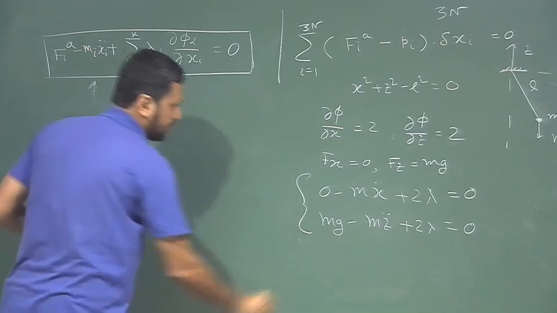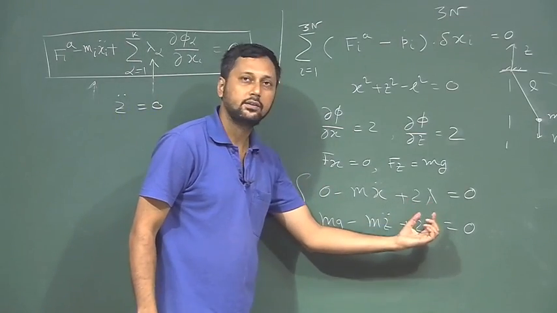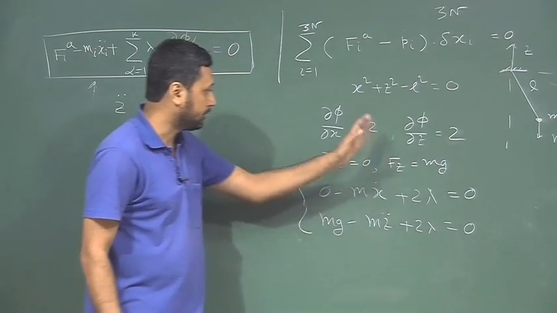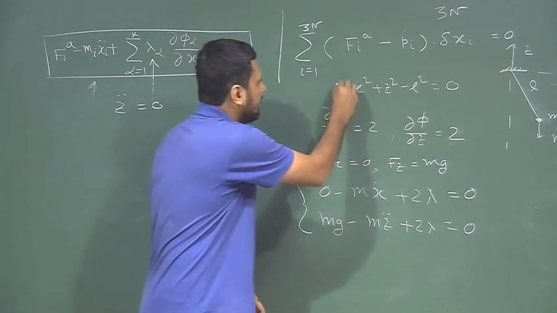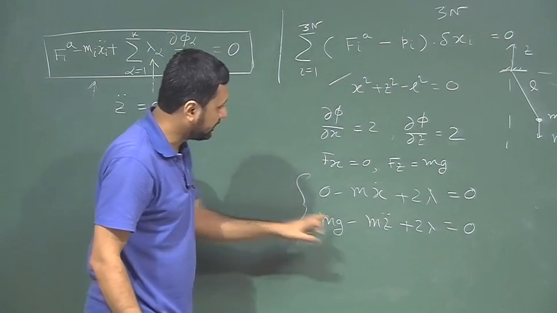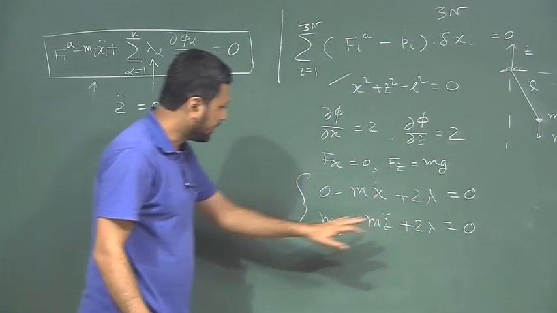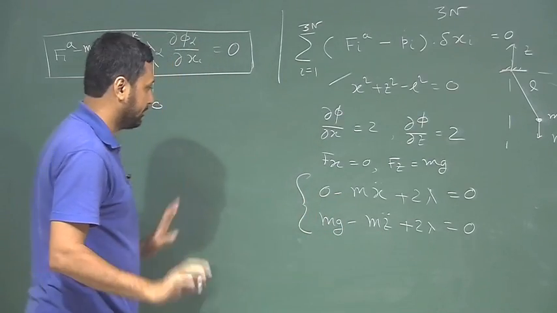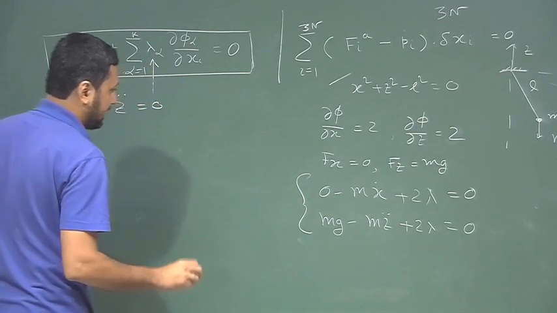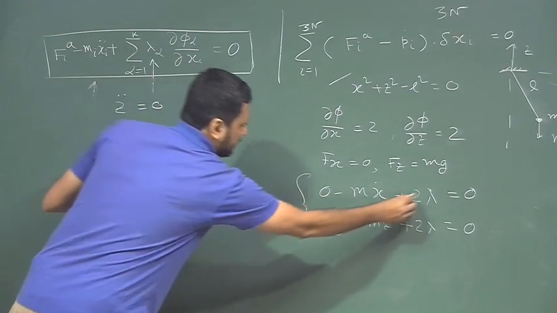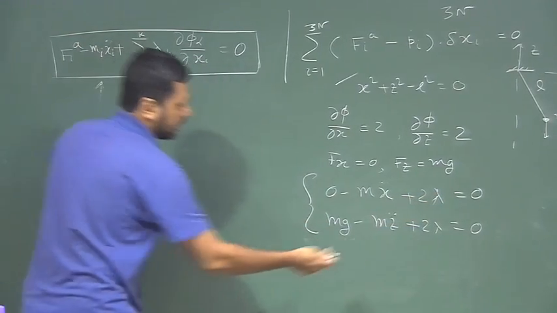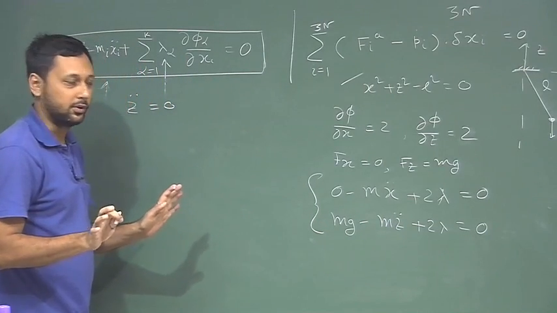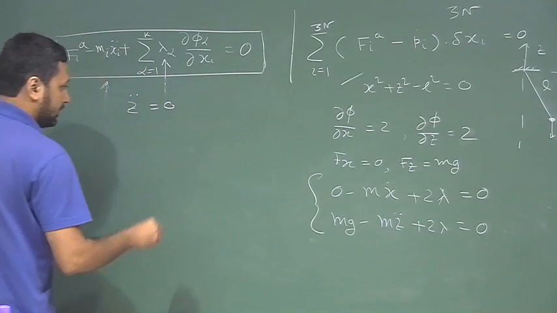So, we have two equations, and one way is to determine lambda from somewhere, using the constraint equation explicitly. Or what we can do is just subtract one equation from the other and get rid of lambda. Either way is a valid thing, because these two equations are valid. Whether we get a value of lambda and substitute it, or we get rid of lambda from the two equations, that is up to us.